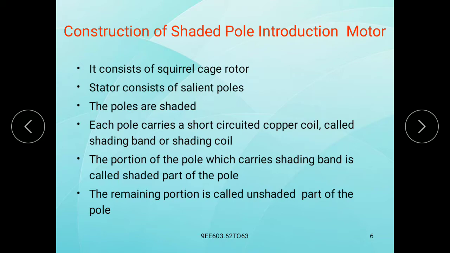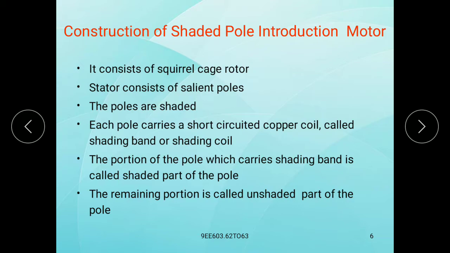The portion of the pole which carries the shading band is called the shaded part of the pole. The remaining portion is called the unshaded part of the pole.